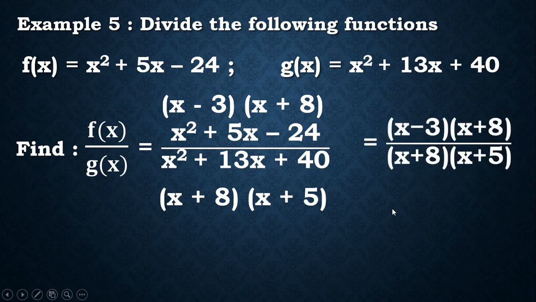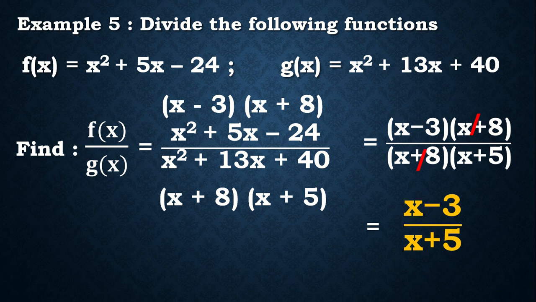After that, we have to cancel the common factor for the numerator and denominator, and that is x plus 8. We have to cancel those x plus 8. And then our answer will be x minus 3 over x plus 5.